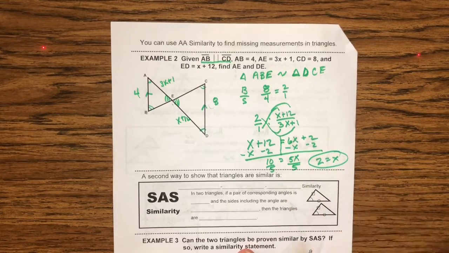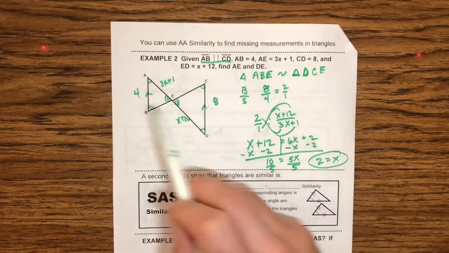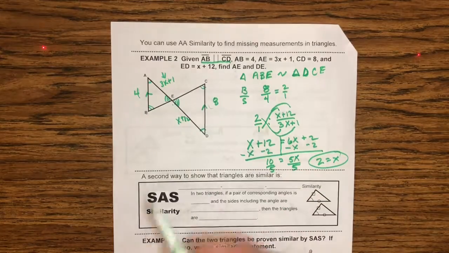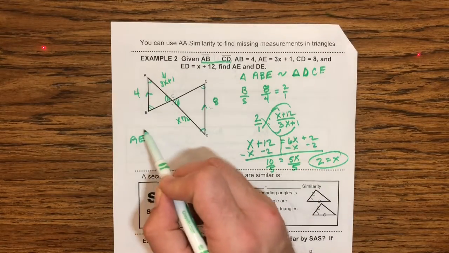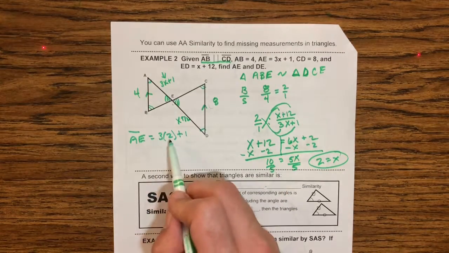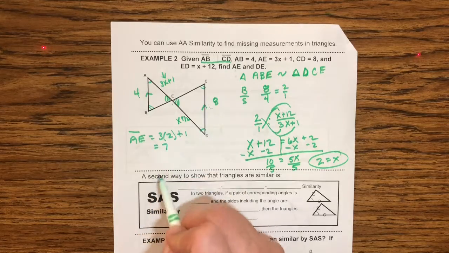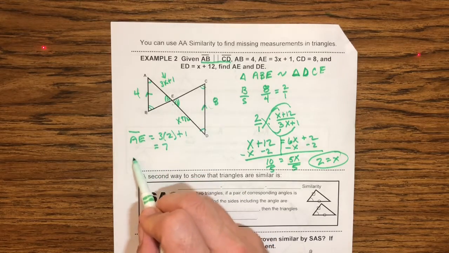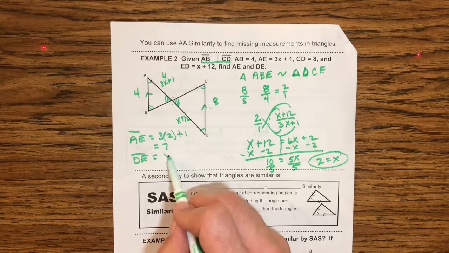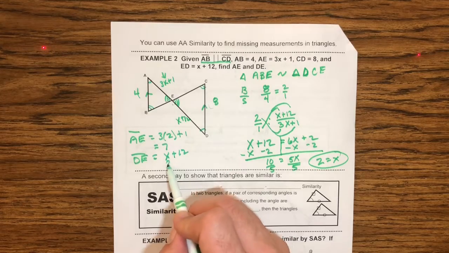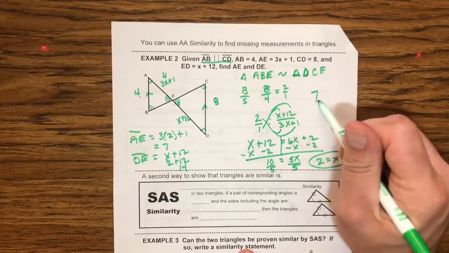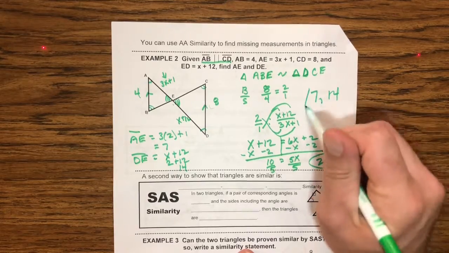So we found x, and that's great, but they want us to find A to E. A to E, I'm going to have to take that x back in and plug it into there. So A, E is going to be 3 times 2 plus 1. 3 times 2 is 6, plus 1 is 7. Okay, then D, E, the distance there for that one, is going to be x plus 12. Well, that's 2 plus 12, which is 14. So my answer here should be 7 and 14.